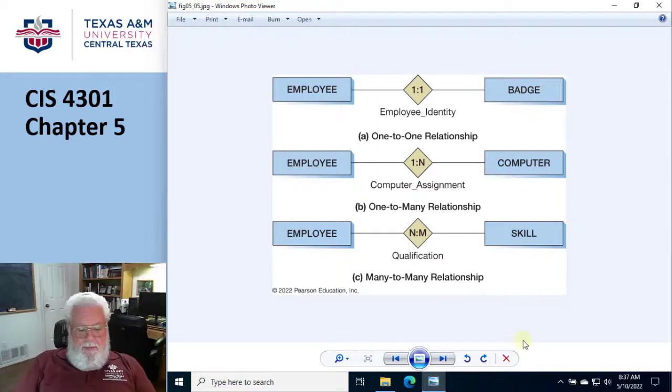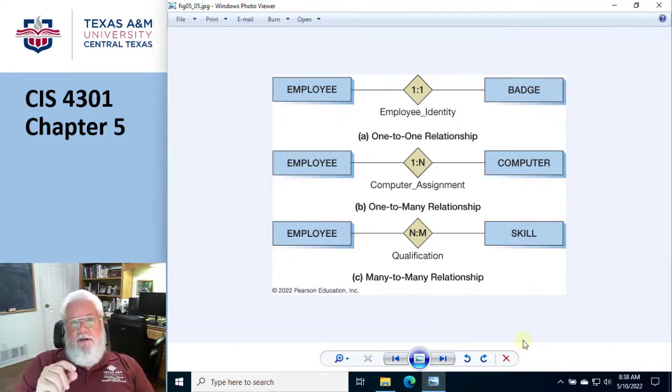Okay. Later on, we're going to start talking about minimum cardinality. And minimum cardinality says, must they match? This is how many they could match, but maybe I say it's completely optional. Maybe you don't have to have a badge, or maybe you do have to have a badge. So optional and mandatory is another type of cardinality.